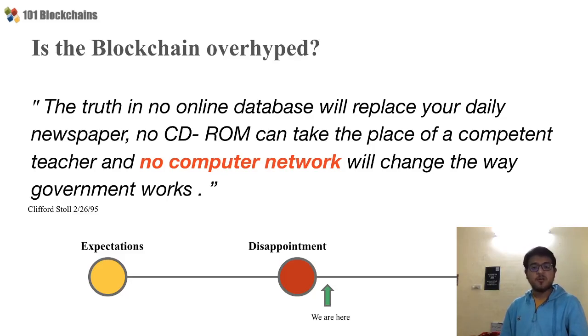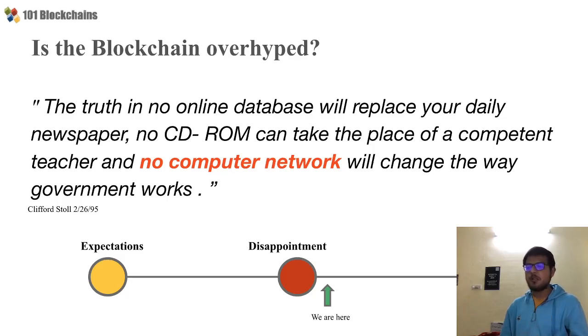The truth is, no online database will replace your daily newspaper, no CD-ROM can take the place of a competent teacher, and no computer network will change the way government works. So right now, computer networks are battling governments, technically, over how the money thing should work out. We have the timeline of expectations: there are some expectations, there are certain disappointments, and then the production happens.